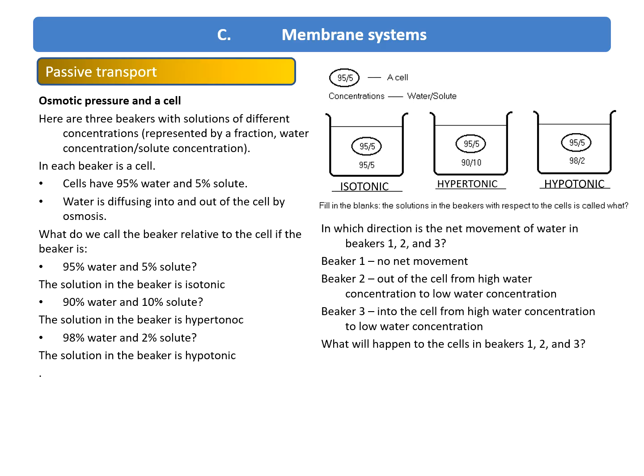What will happen to the cells in beaker 1, 2, and 3? In beaker 1, nothing. In beaker 2, the cell will shrink and die. In beaker 3, the cell will swell and burst.